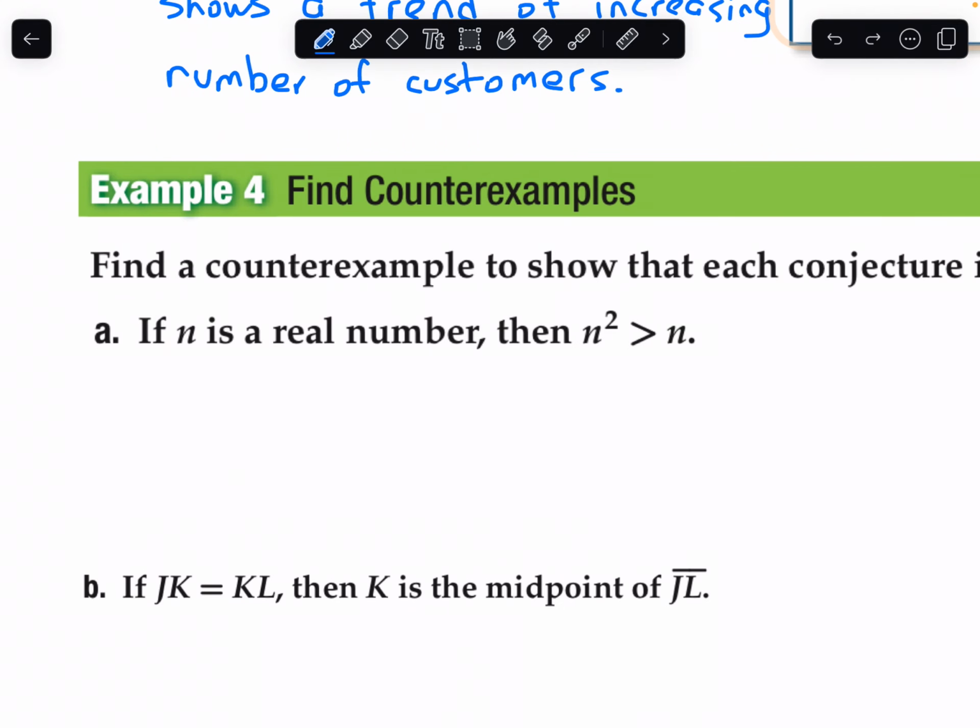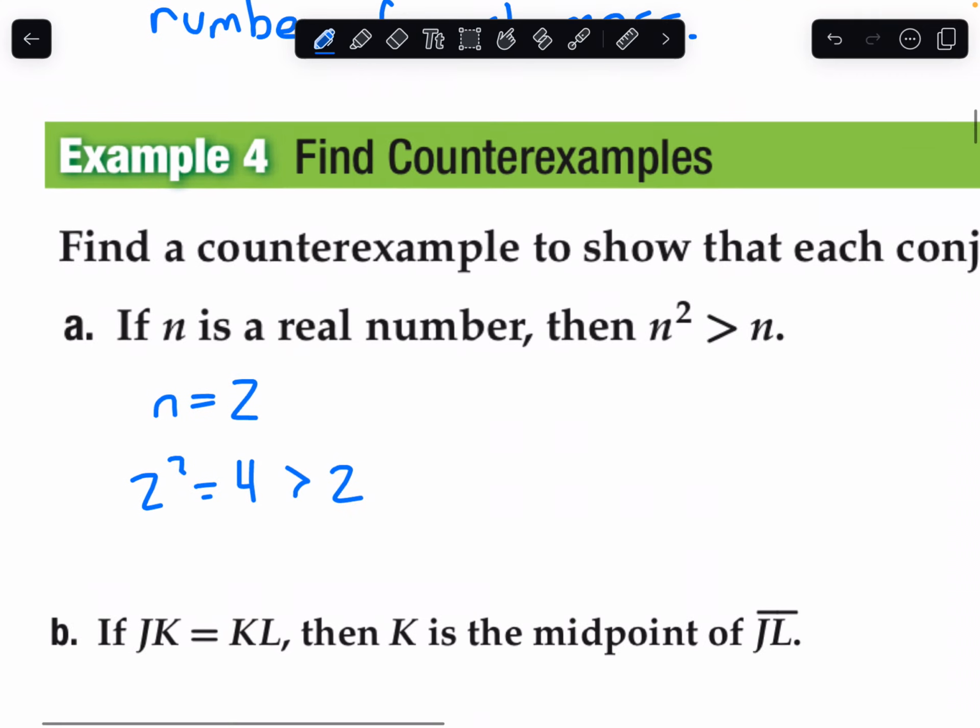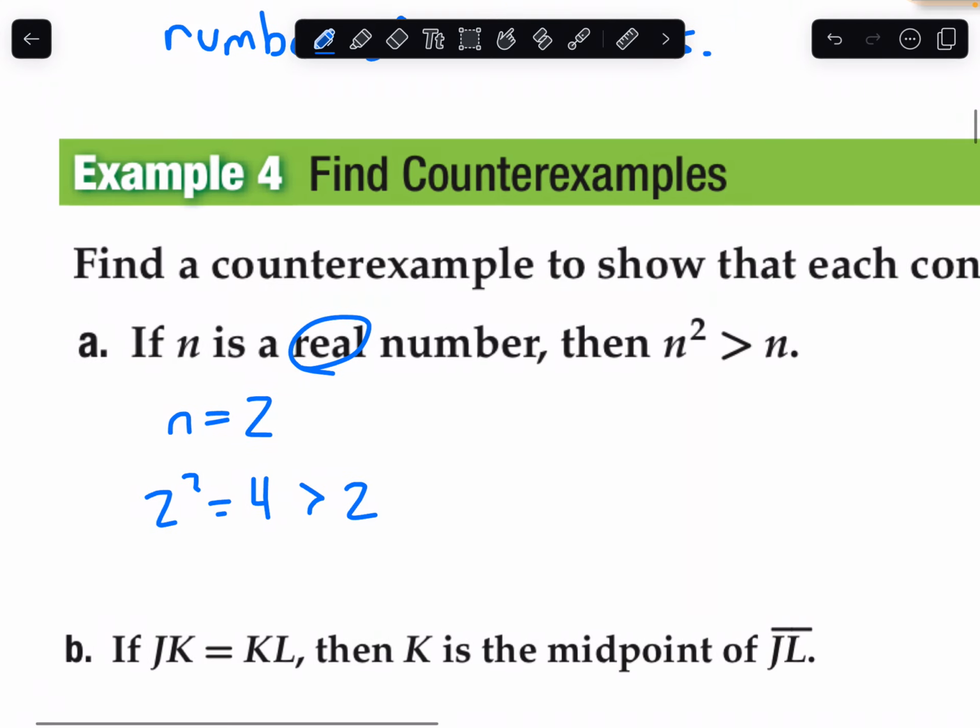Well, let's try some regular examples. If n equals 2, 2 is a real number. 2 squared equals 4, which is greater than the original number 2. Yes, that holds. So you might think, oh yeah, squaring a number always makes it bigger. What about, but it just said real numbers, other numbers. What about if n equals -1? Aha, negative.